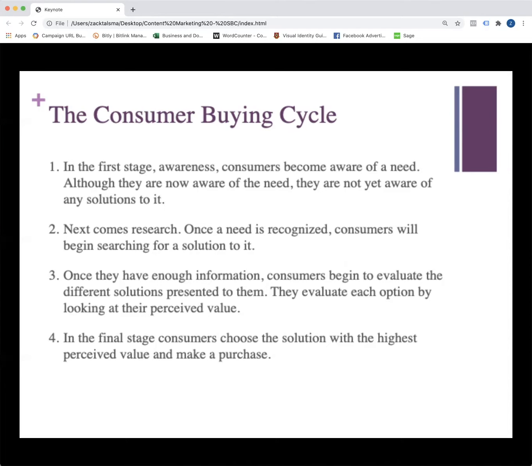You take all of that, and once you've evaluated all those options, the final stage is you make the purchase. So you go and eat at the restaurant. And usually the solution with the highest perceived value by the consumer will win. Well, almost always.